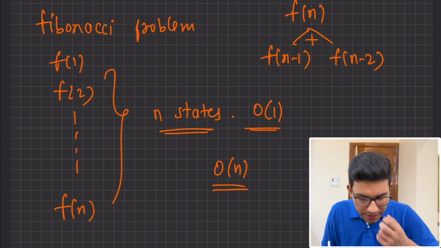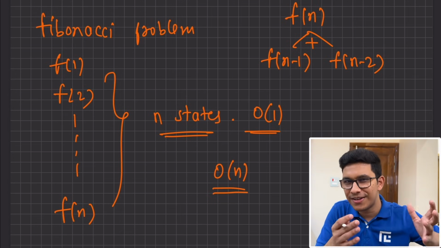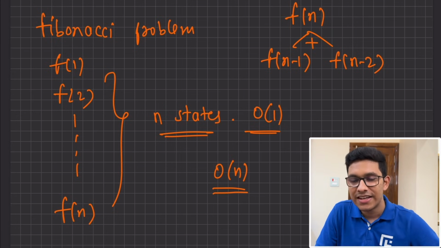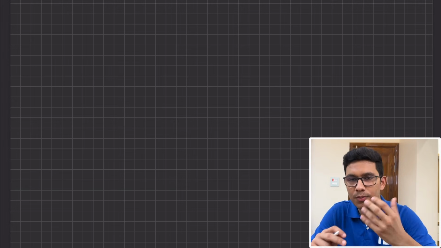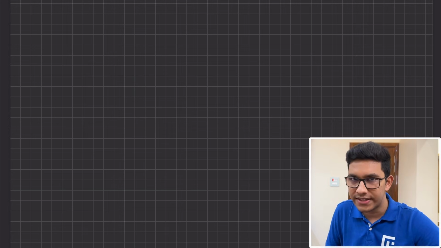Okay. Now see, this is one formula that I've already told you: just multiply the number of states with the average time to calculate every single state. This might not be true in every single sense. So let's take an example and see where this formula might not fit and where you might have to come up with a different formula to get the time complexity.